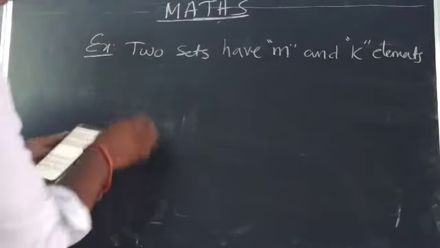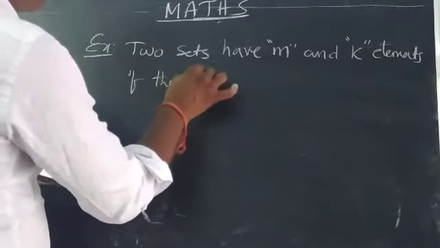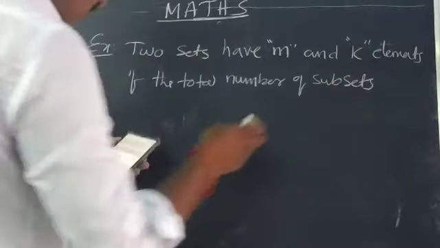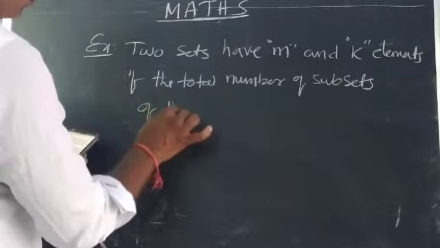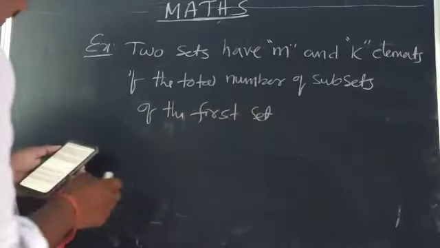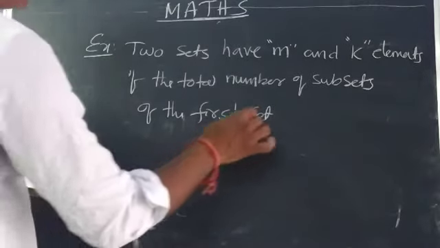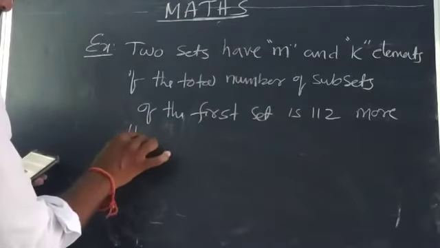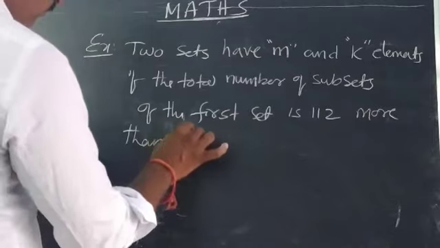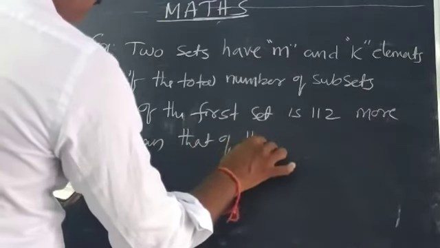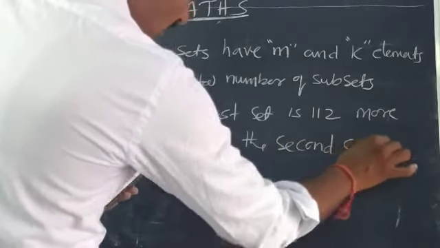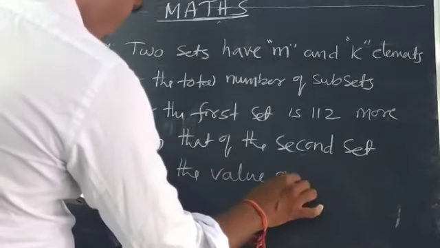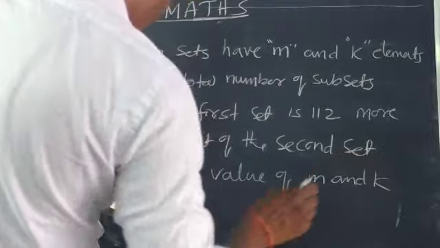If the total number of subsets of the first set is 112 more than that of the second set, find the value of M and K. Find the value of M and K. Okay.